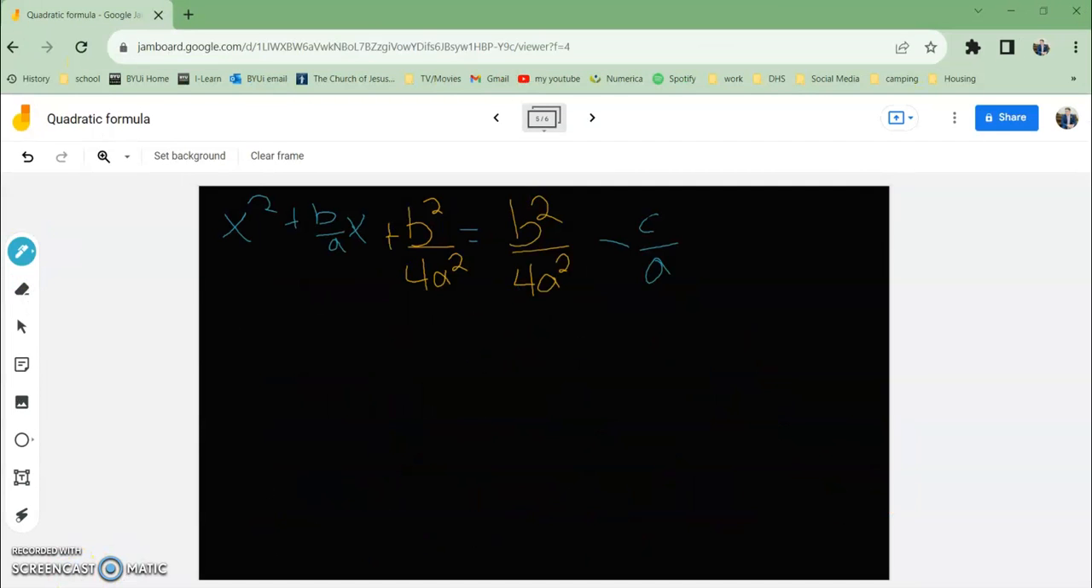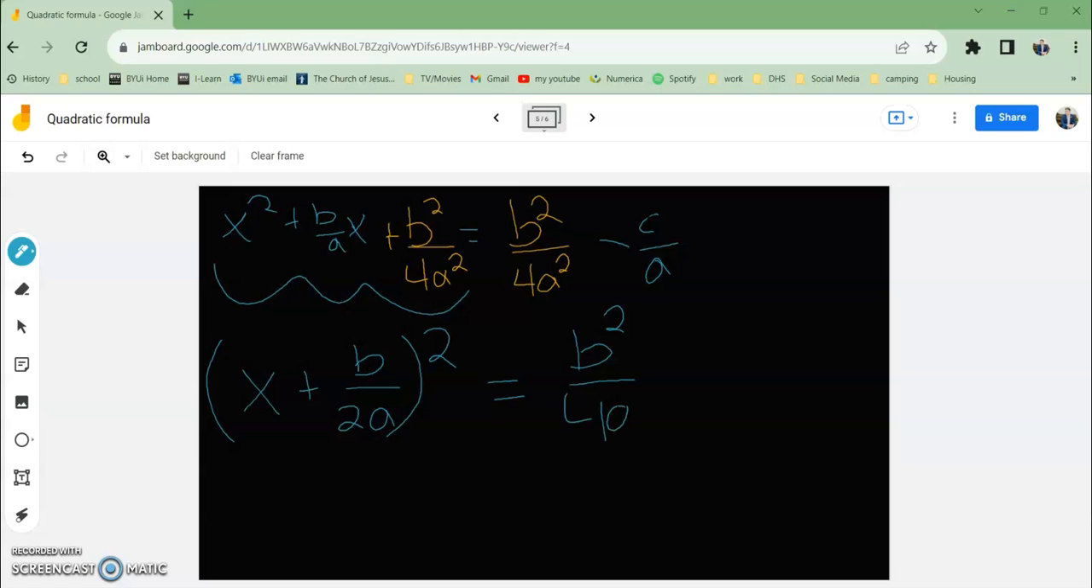Okay, so now that we have this, and remember the magic number that we added was the yellow one right here. So now we can rewrite this as x plus b over 2a squared. And that's just from completing the square and factoring that out. Then we have b squared over 4a squared minus c over a.